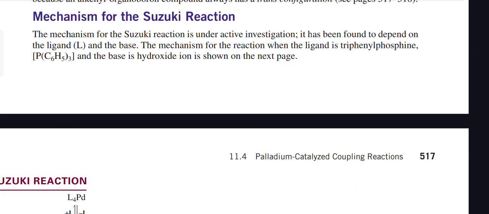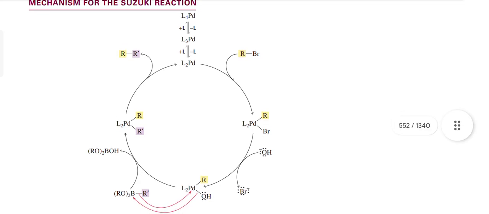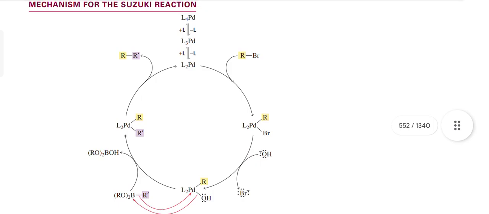Mechanism of the Suzuki reaction. The mechanism of the Suzuki reaction is under active investigation. It has been found to depend on the ligand L and the base. The mechanism for the reaction when the ligand is triphenylphosphine, P(C6H5)3, and the base is hydroxide ion is shown on the next page. So this is the mechanism for the Suzuki reaction. We can clearly see the mechanism of this Suzuki reaction.